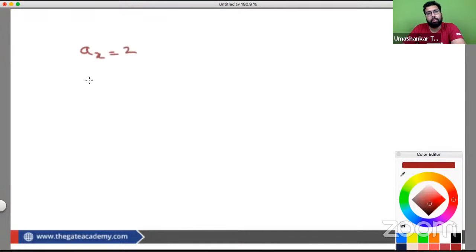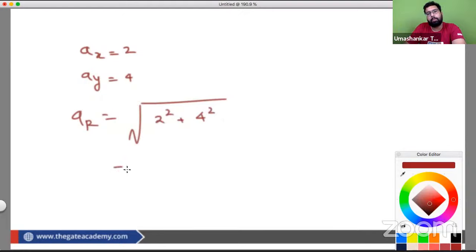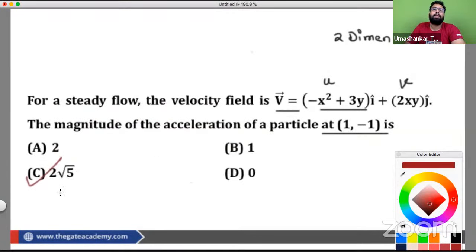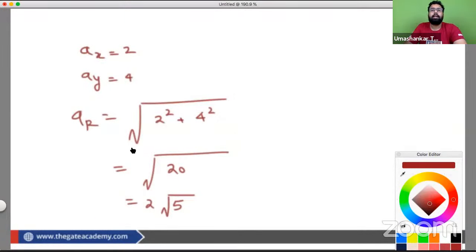So ax is 2, ay is 4. So the resultant would be 2 square plus 4 square. So basically we are having 4 plus 16, that is 20. That is nothing but 2 root 5, because you can write it as 4 into 5. So it is 2 root 5. That is C option.